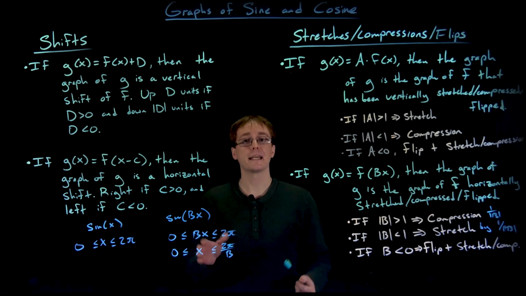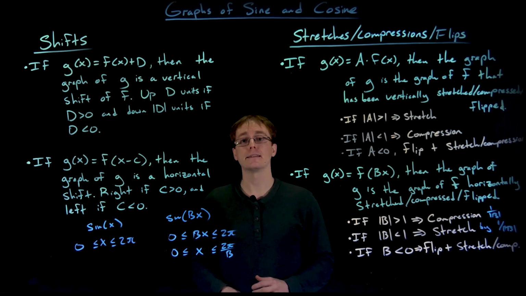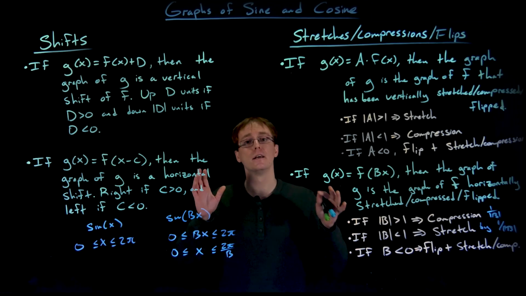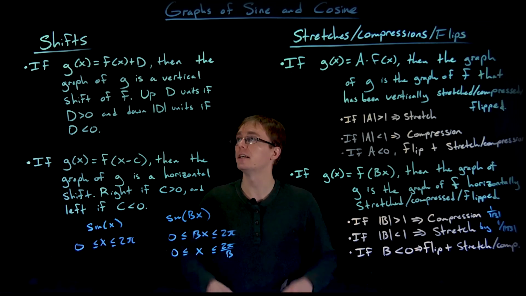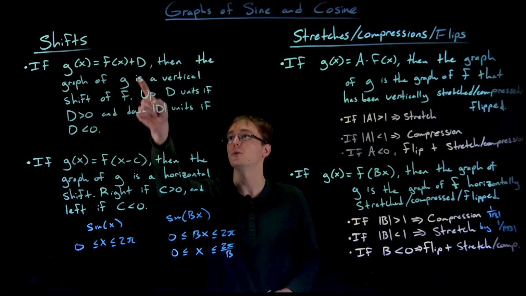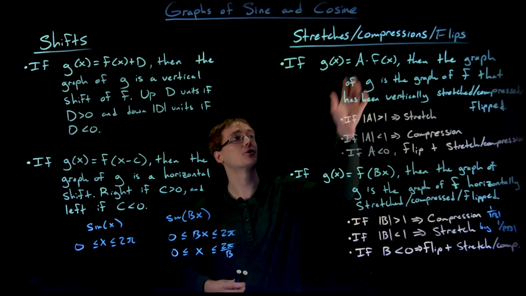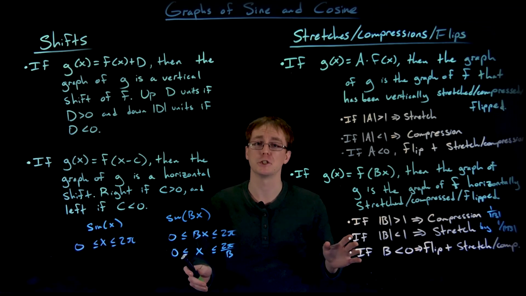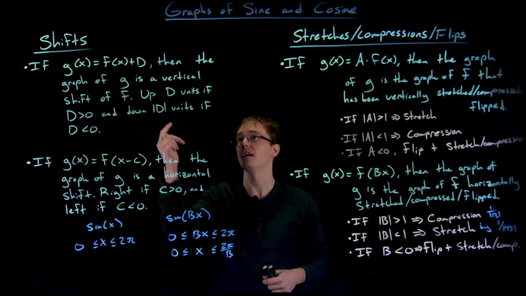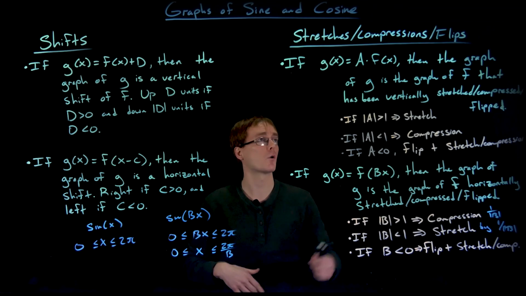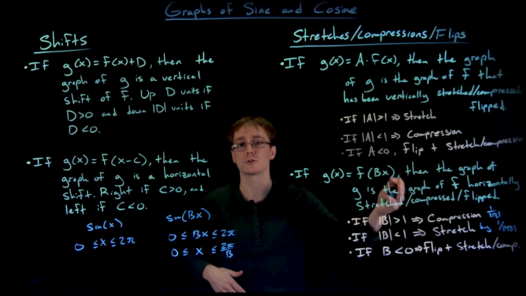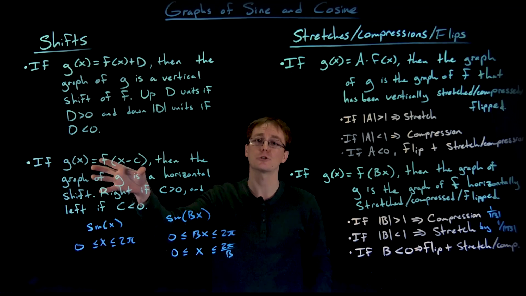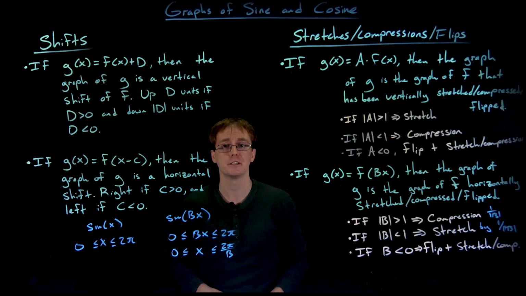So just a quick little recap before we look at some examples of applying these basic transformations to our sine and cosine function. A couple things to remember to keep all this straight. Shifts correspond to addition or subtraction. Stretches, compressions, and flips correspond to multiplication or division. Now, how do we determine if it's going to be a vertical or horizontal shift, or a vertical or horizontal stretch, compression, or flip? That all depends on where that addition or subtraction or multiplication and division occurs.